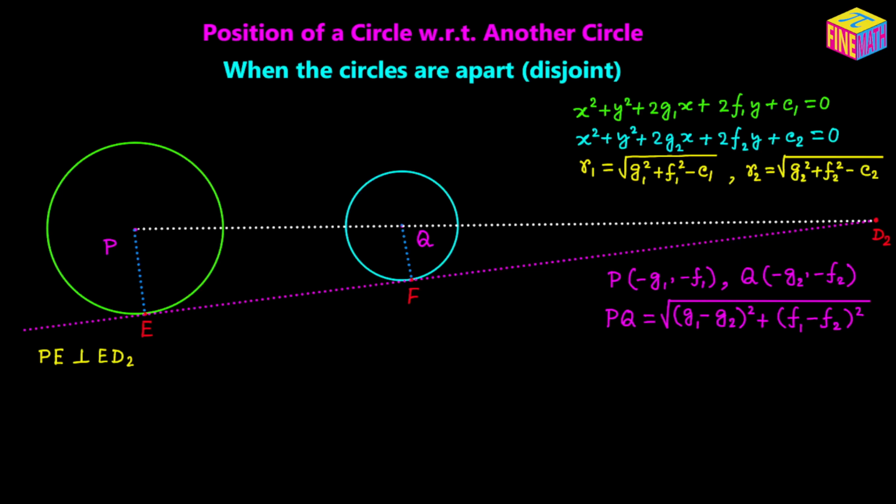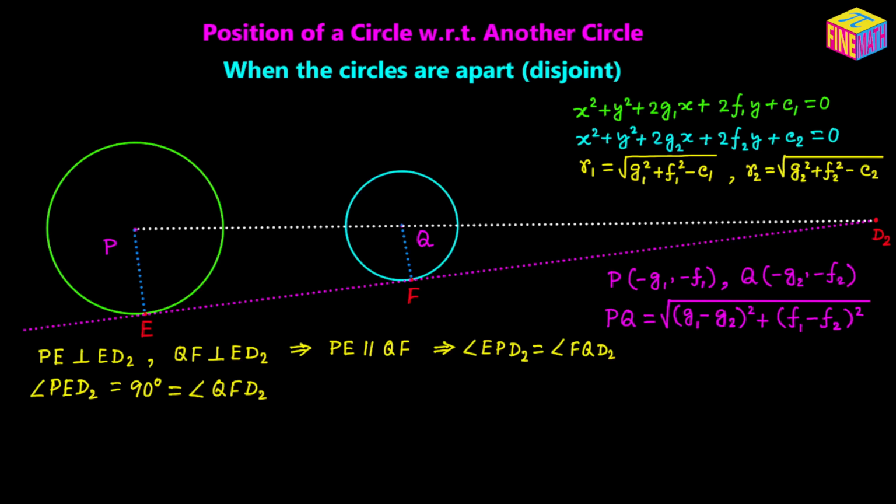So here again PE is perpendicular to ED sub 2, and similarly QF is also perpendicular to FD sub 2, because we know that the radius is perpendicular to the tangent. So from here we can say that PE is parallel to QF, and then we can say that angle EPD sub 2 will be equal to the angle FQD sub 2. Those will be the corresponding angles between two parallel lines. And also we know that PED sub 2 is a 90-degree angle because the radius is always perpendicular to the tangent. And similarly angle QFD sub 2 is also a 90-degree angle.